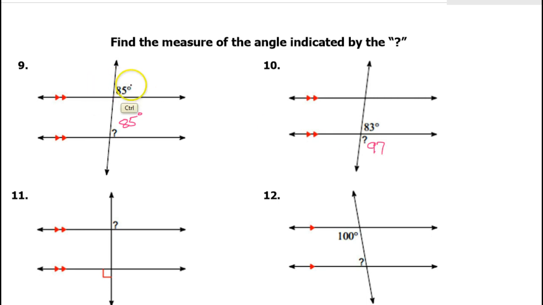Okay, so you see the shortcut though? If they're both the same, like acute and acute, or obtuse and obtuse, they will probably be the same. If you have one acute angle and one obtuse angle, go supplementary.